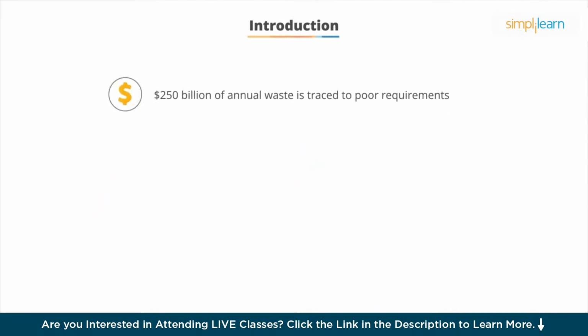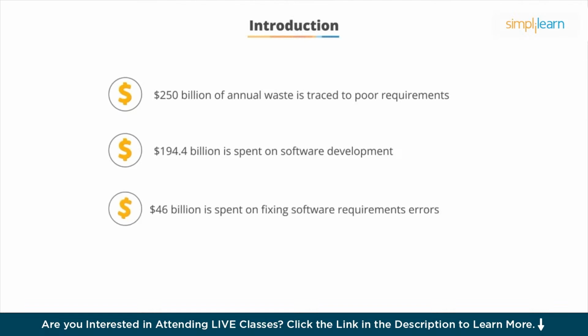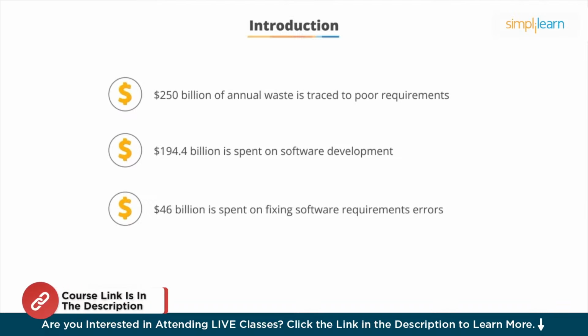250 billion of annual waste is traced to poor requirements globally. The U.S. Bureau of Economic Analysis states that in 2008, $194.4 billion was spent on software development. 46 billion is spent on fixing software requirements errors in the USA. If we examine those last two numbers from the USA, almost 25% of all spending on software is rework associated with requirements. It is clear that improving business analysis capabilities can have a significant impact on the bottom line.